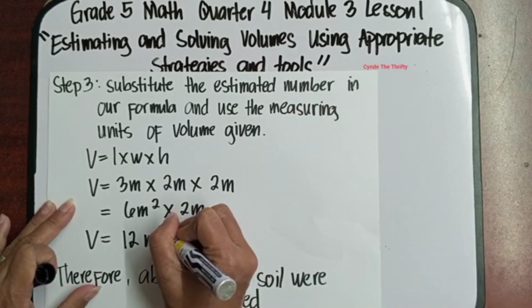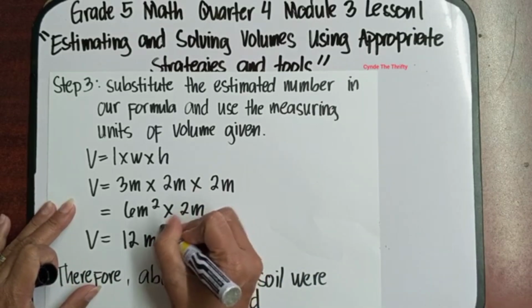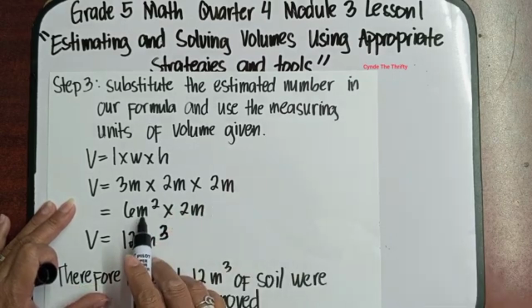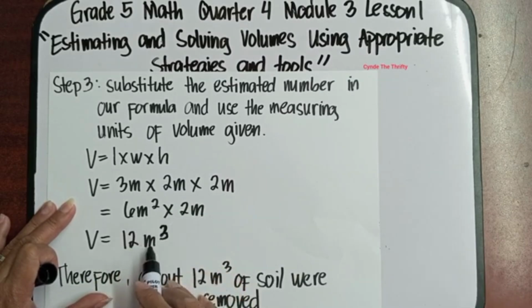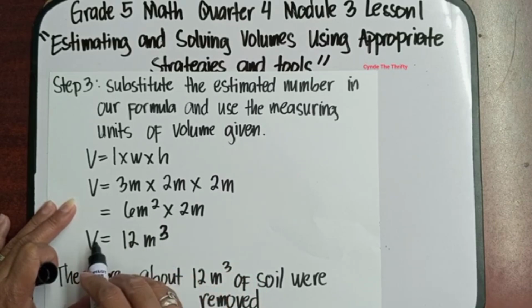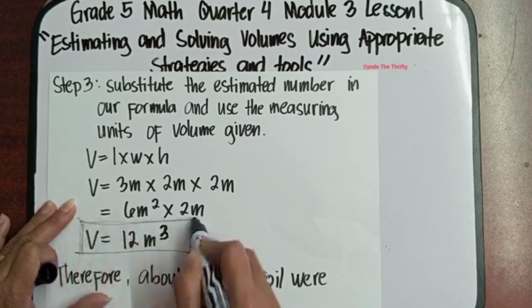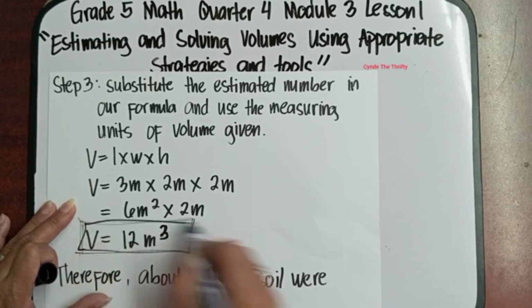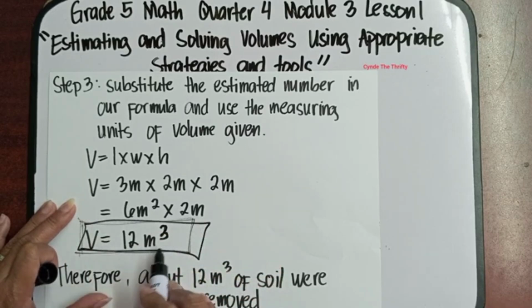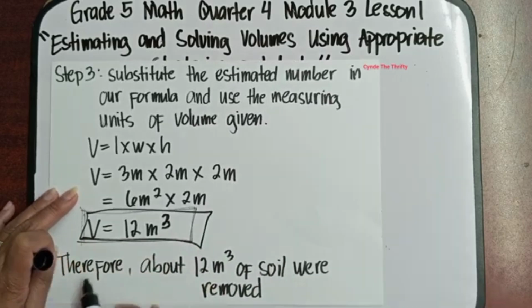Okay, so dapat cubic meter ito dito. Kasi meter squared times meter is equal to cubic meter. 6 times 2 equals 12, and meter squared times meter is equal to cubic meter. So, ang volume natin is 12 cubic meter. Therefore, about 12 cubic meter of soil were removed.